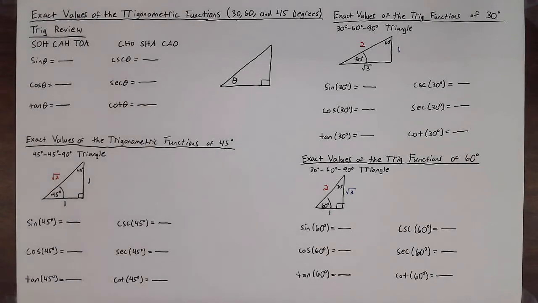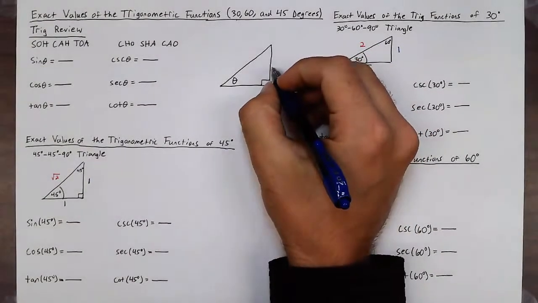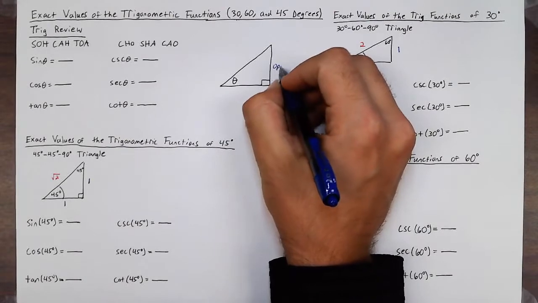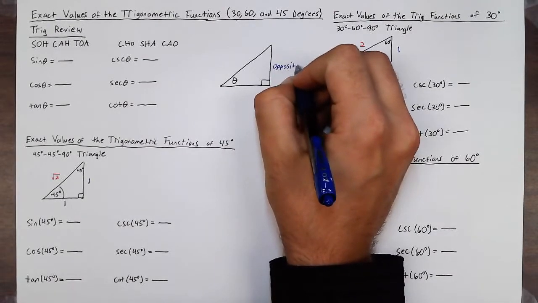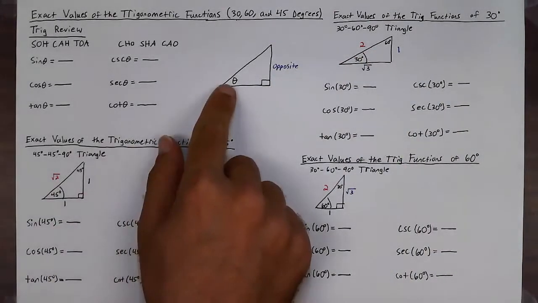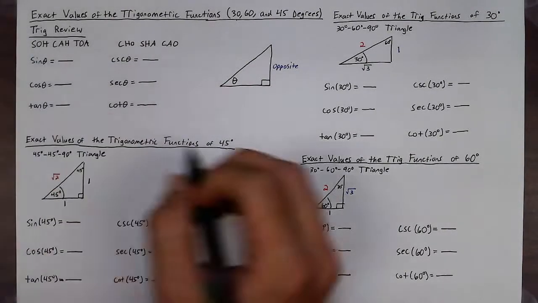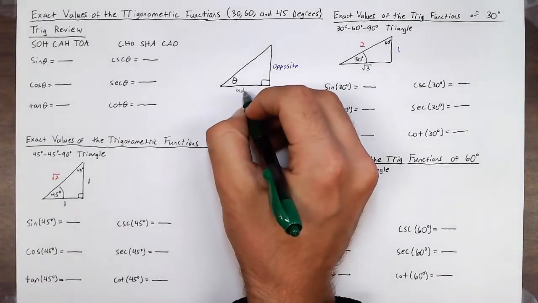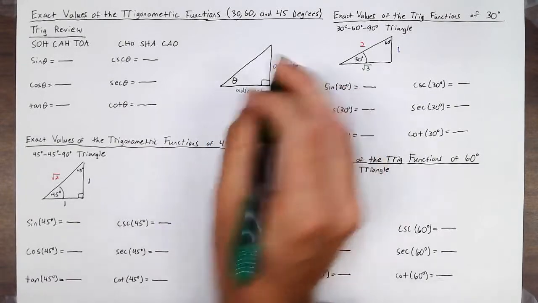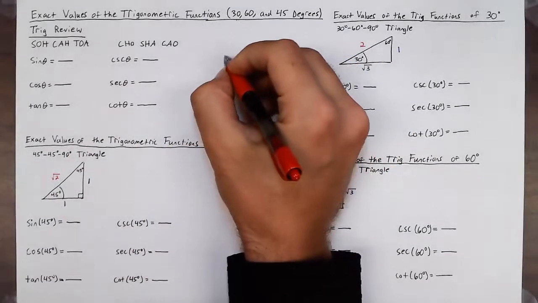In this video, we are going to learn how to find the exact values of the trigonometric functions at 30, 60, and 45 degrees. Now, quick trig review is we're going to go over how we typically find the values of these trig functions, which is right triangle trig. We need to first identify what's the opposite side of the angle that we're referring to. In this case, I represented it by theta. The adjacent side and the hypotenuse, which is always opposite of the right angle.